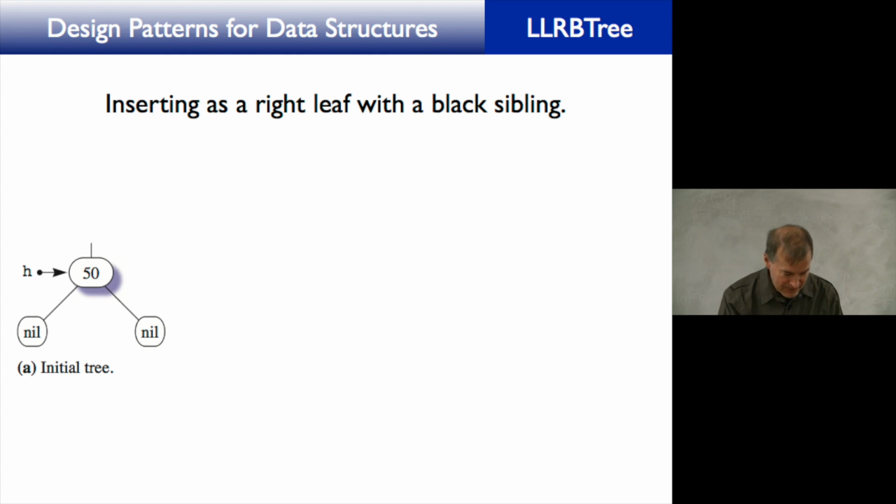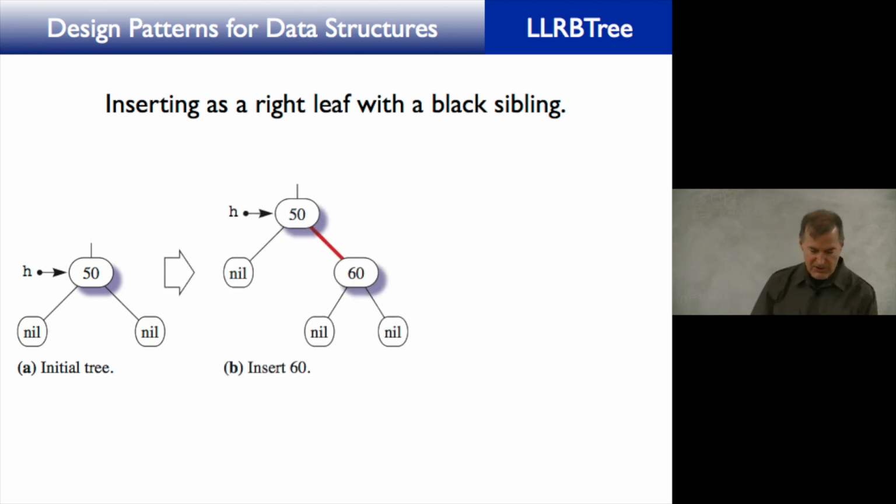Okay, so check this out. Here's an illustration of these three operations. The first one is inserting as a right leaf with a black sibling. So here we go. Let's suppose we have our initial tree. H is pointing to 50, and by the way, this is at the bottom of a left-leaning red-black tree. H is pointing to the 50, and the left is nil and the right is nil, so H is a pointer to the node for which we're going to do an insertion.